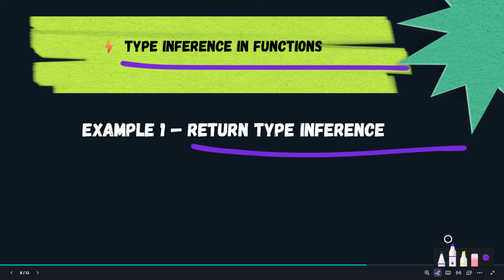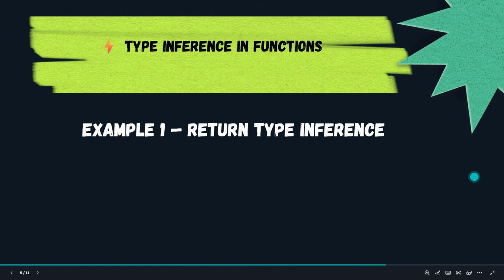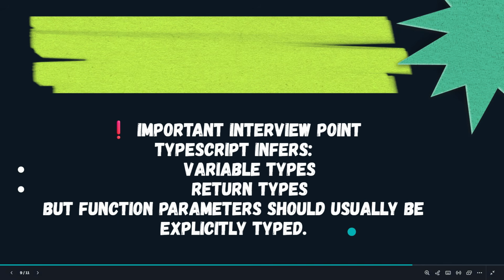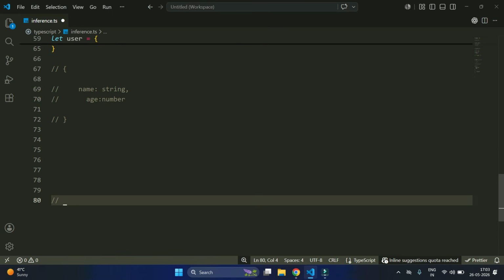Then what is the next one? Let me go to the next slide. Check it here, what we have next. Okay, important interview point: TypeScript infers variable types and return types, but function parameters should usually be explicitly typed. So let me check all that here first. Type inference in functions, return type inference. This is here.